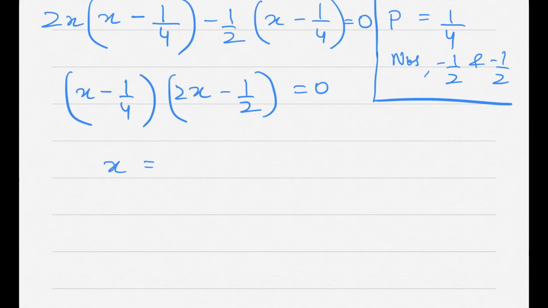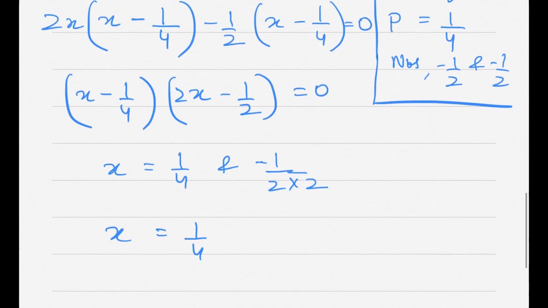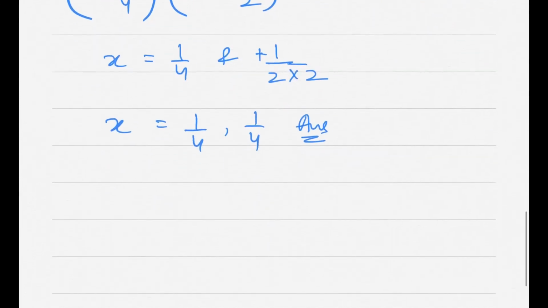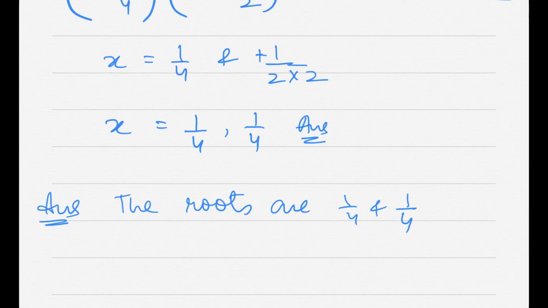Okay, so therefore my x is equal to 1 by 4 and it will be minus half into 2, right? So this will also become 1 by 4. Okay, so this will also become 1 by 4. So these are my answers. I can write down the answer as: the roots are 1 by 4 and 1 by 4.